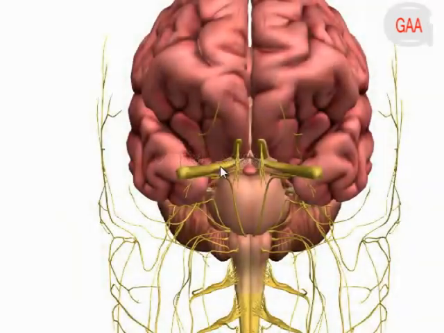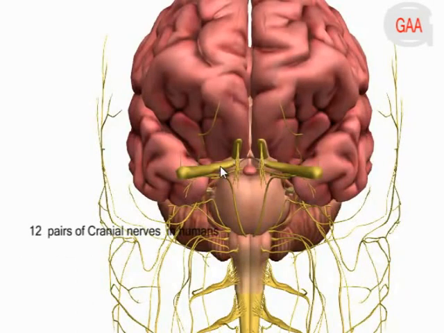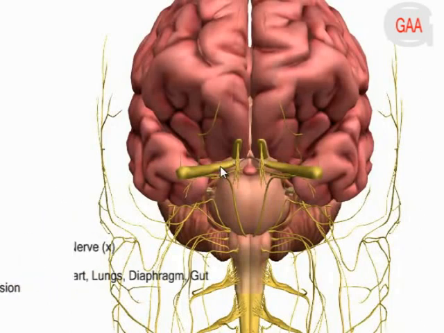Cranial nerves. These nerves arise from the brain and form a part of the peripheral nervous system associated with receptors and effectors in the head. In human beings, there are 12 pairs of cranial nerves confined to the head and neck. These may be purely sensory, motor, or mixed. Some examples of the cranial nerves are optic, auditory, olfactory, and facial nerves. In addition, there are sensory and motor nerves which innervate the face and jaws. The 10th cranial nerve, that is the vagus nerve, innervates the heart, lungs, diaphragm, and the gut.